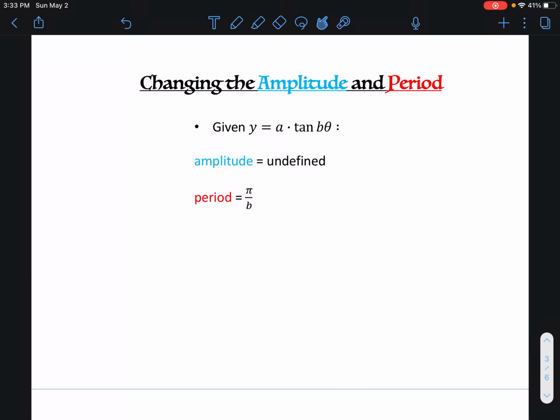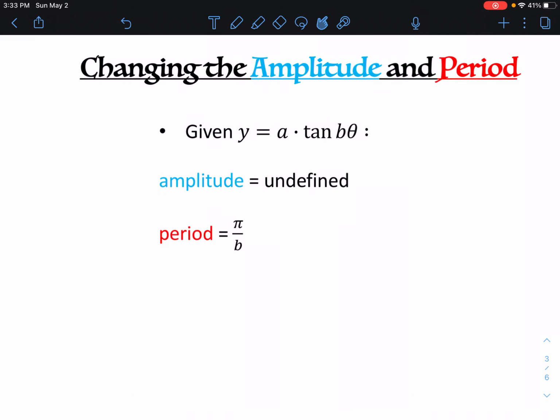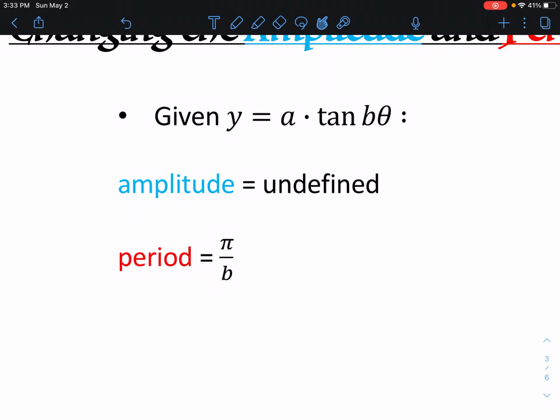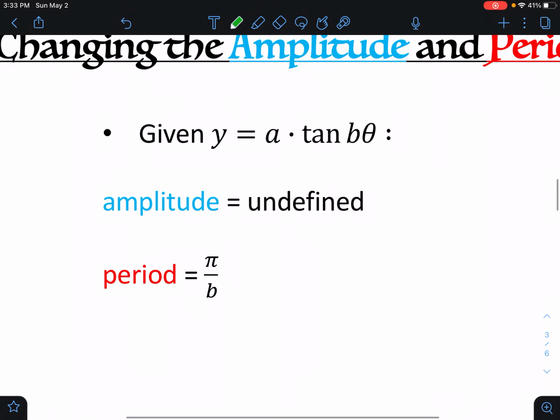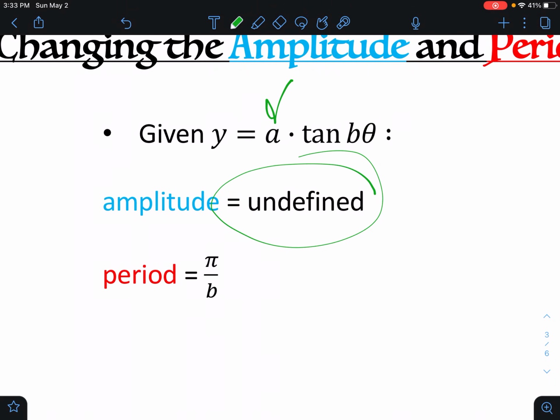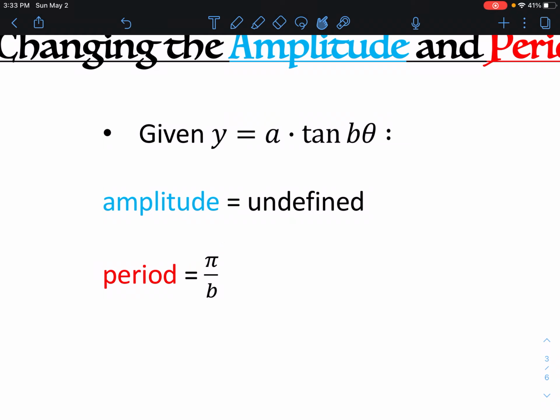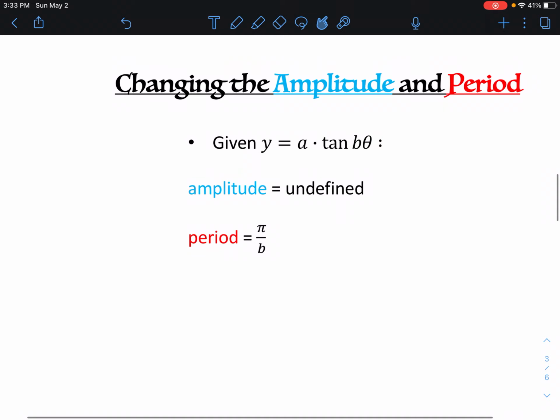Okay, so now let's try to take a look at some different things. Now, changing the amplitude and the period works the same. When you put an A in here, that will impact the graph. It just won't show up when you write the amplitude here. It's still going to be undefined, so we'll keep that in mind. Now, the period for tangent is pi. So when we divide by our b, we're going to do pi divided by b, not 2 pi divided by b like the other two, sine and cosine. So keep that in mind as well.